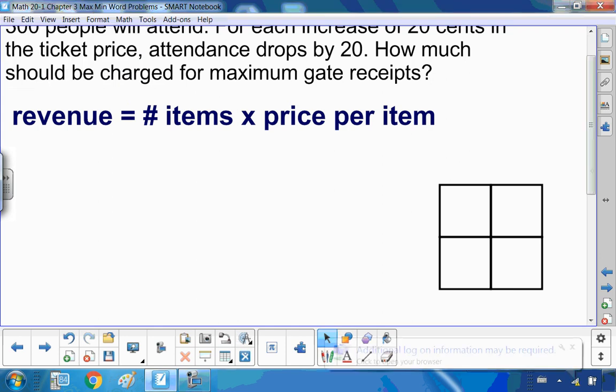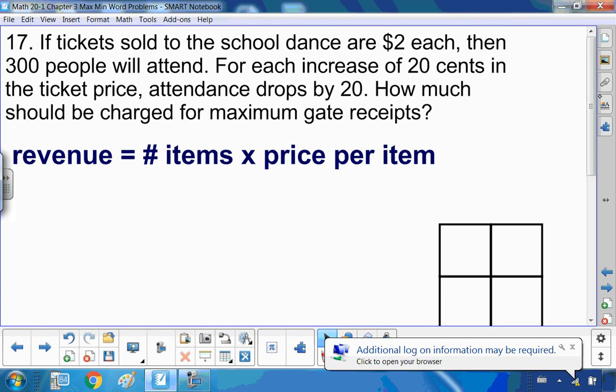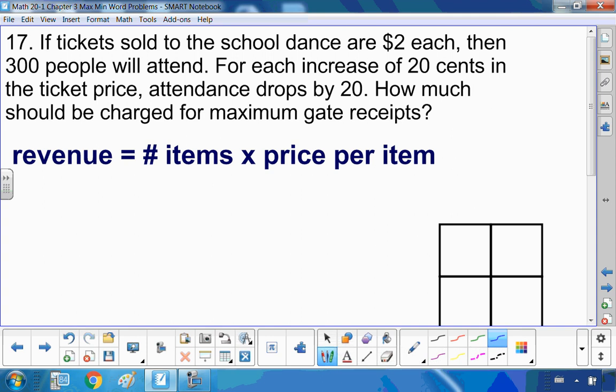Okay, so we have another revenue type question. So in this question here, revenue again is the number of items times the price per item. So for this question here, the number of items is the people attending the dance. So as it stands right now, we have 300 people that attend a dance and they pay a ticket price, the price per item, of $2 each. So currently my revenue is $600.